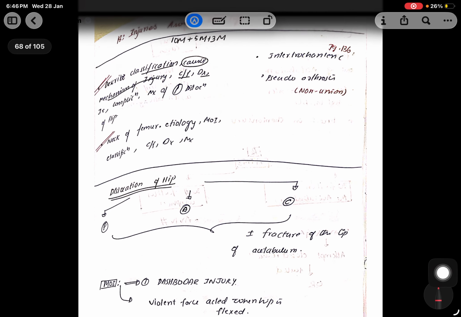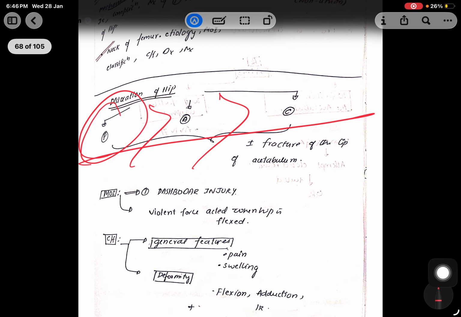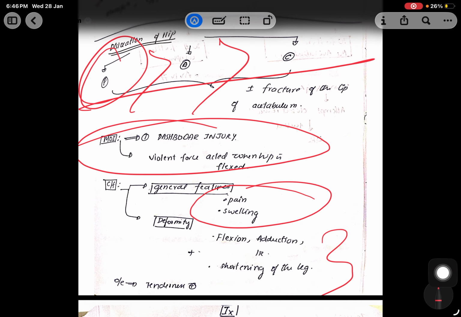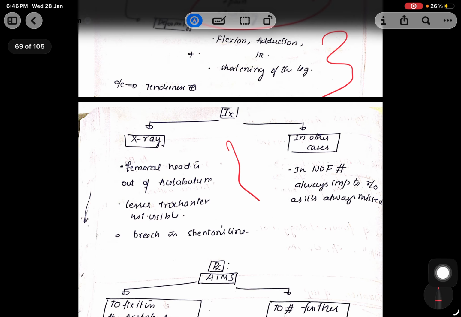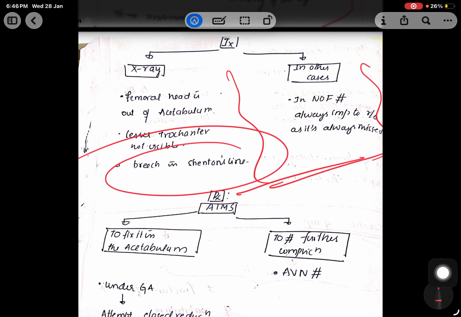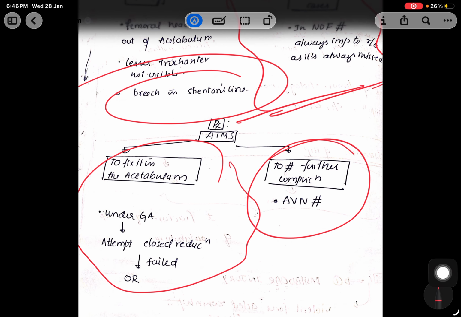Again, dislocation of hip, posterior more than anterior more than central. Make sure these are the mechanisms of injury. Again, pain and swelling, and you can mention the deformity as well. This is the investigation, though it's a clinical diagnosis. In X-ray, you see the break in Shenton's line. And also you have to look for neck of femur fracture in old age, so I need to mention that as well. Treatment is to fix it in the acetabulum and to prevent further complications.